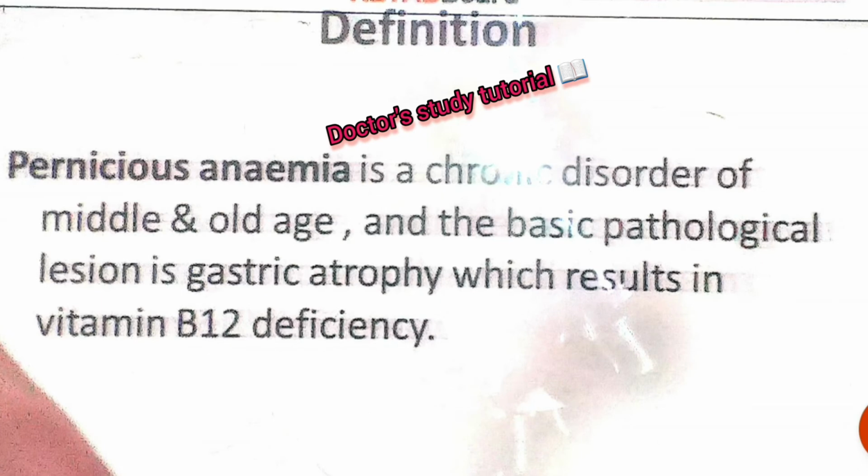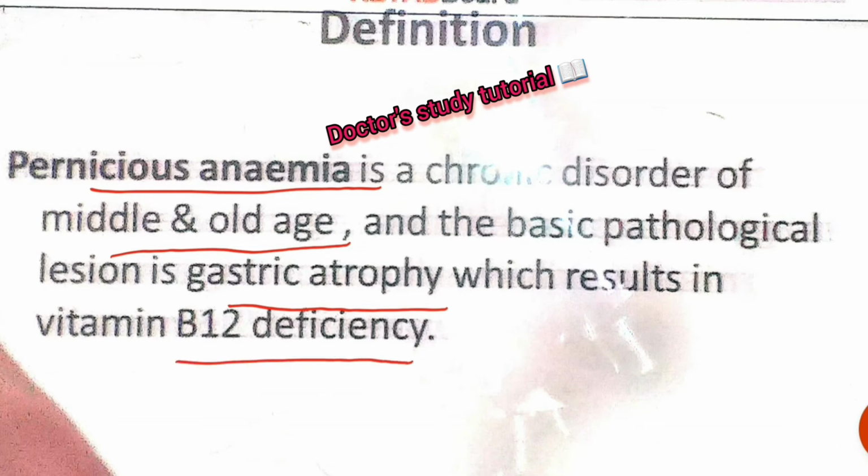At first we have to know the definition of pernicious anemia. Pernicious anemia is a chronic disorder of middle or old age, and the basic pathological lesion is gastric atrophy, which results in vitamin B12 deficiency.